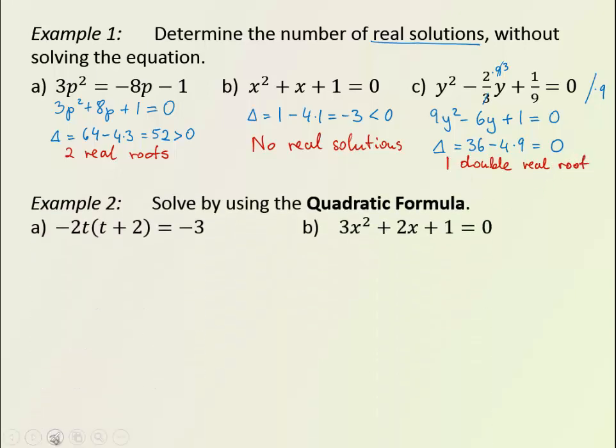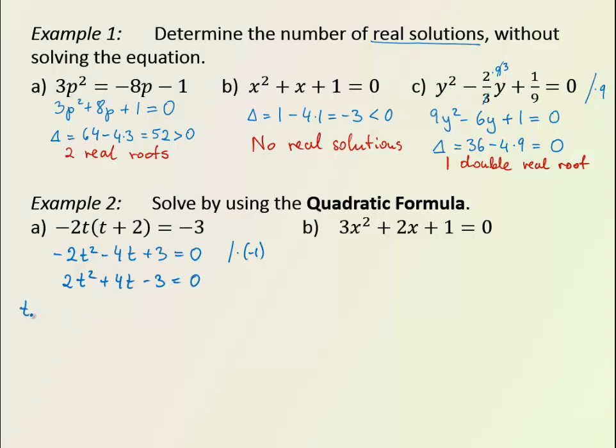One root. In the next example, we practice how to use the quadratic formula. So at first, when you look at the equation, it doesn't look like a quadratic, but maybe we need to simplify it first. So multiply through the bracket: negative 2t squared, negative 4t, bring the 3 over, plus 3 equals 0. I would suggest that we multiply this equation by negative 1. I usually don't like to start with a negative in front of the polynomial, so it will be 2t squared plus 4t minus 3 equals 0. And now we can use the quadratic formula.